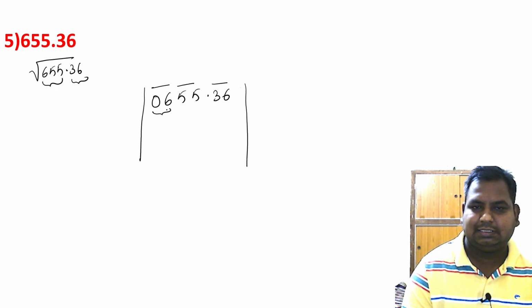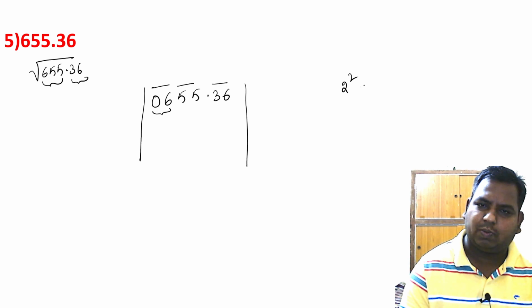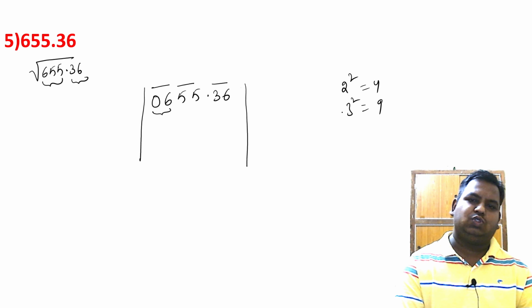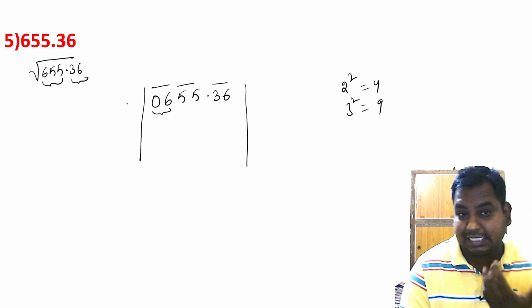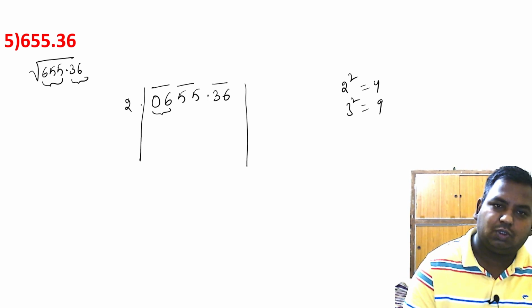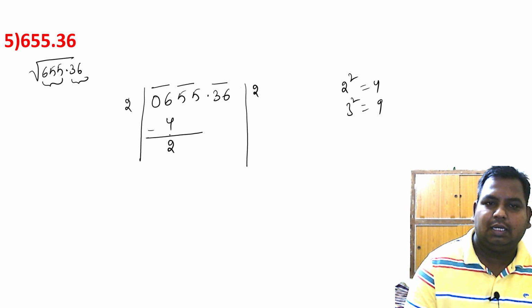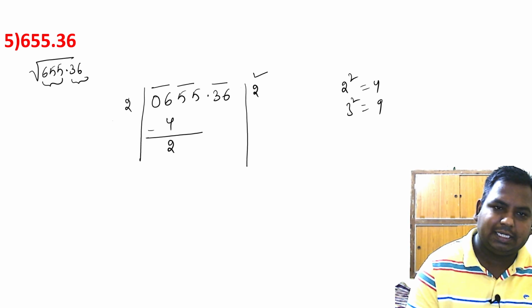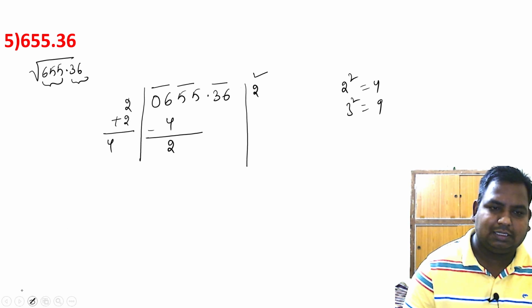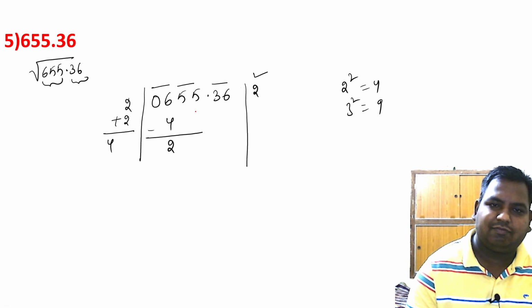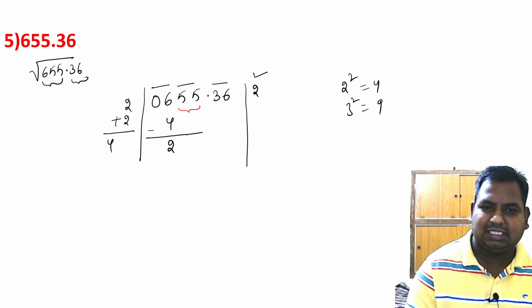We have 6. 6 lies between 2 square and 3 square. 2 square is 4, 3 square is 9. So we'll have 2 2s are 4. Remainder is 2. Okay. This 2 you add here, you're going to get 4. Next, consider the digits under the next bar. Under the next bar we have 55. So consider them. So the number is 255.